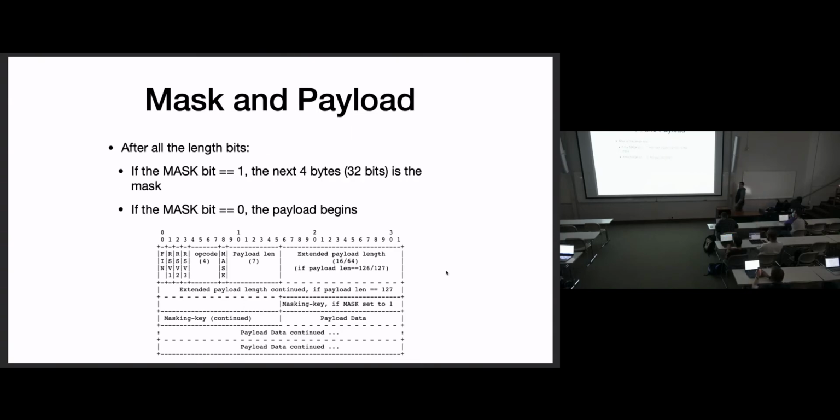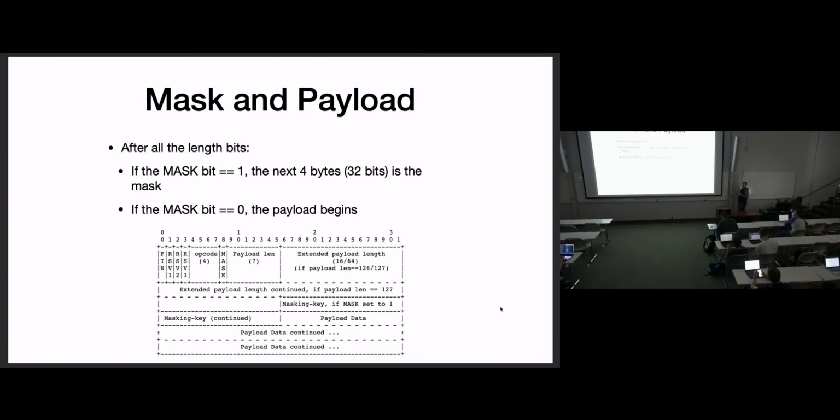All right, so let's revisit this masking. We're done with all this payload stuff, and we got to the masking key. So let's talk about this masking key. If the mask bit is 1, that key exists. These 4 bytes after the payload length are going to be the masking key. If it's 0, we go right to payload data.